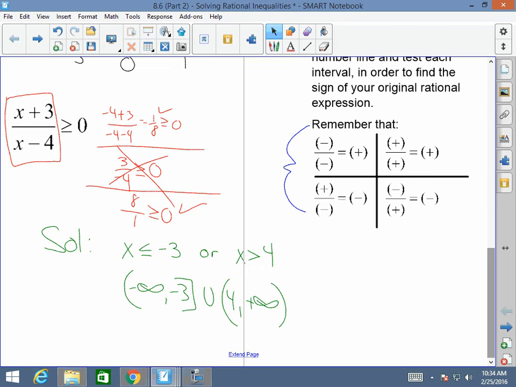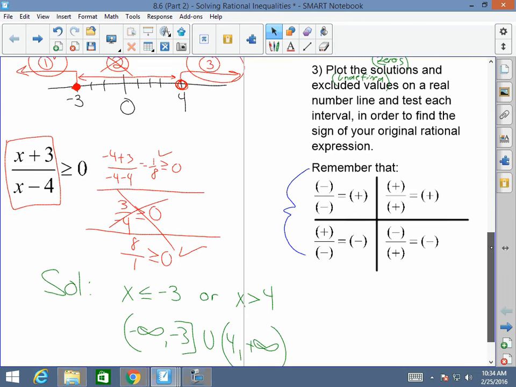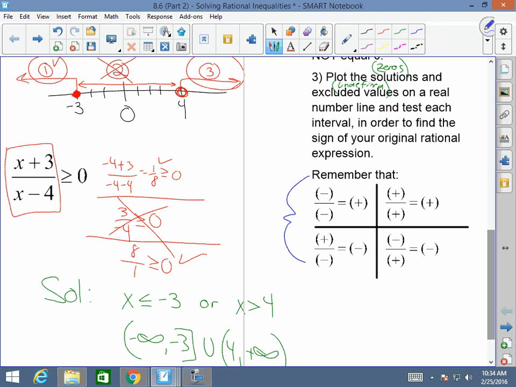How did you get that? Just look at the graph. The graph, am I not going from negative infinity all the way to negative 3? Am I not going from 4 all the way to positive infinity? That's the easiest way to ensure that you have proper interval notation.